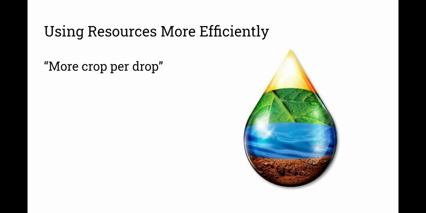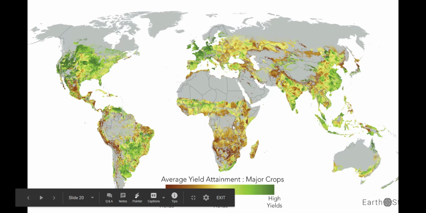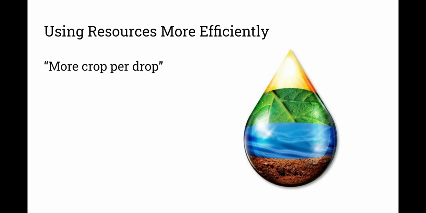So one way of doing that is to more efficiently use resources. I like this little quote: "More crop per drop." How do we get more crops? How do we increase our food yield with the same amount of resources? So how do we use the same or less amount of water to increase these crop yields, to move all this yellow and brown to green using the same amount of resources? So how do we get more crop per drop?